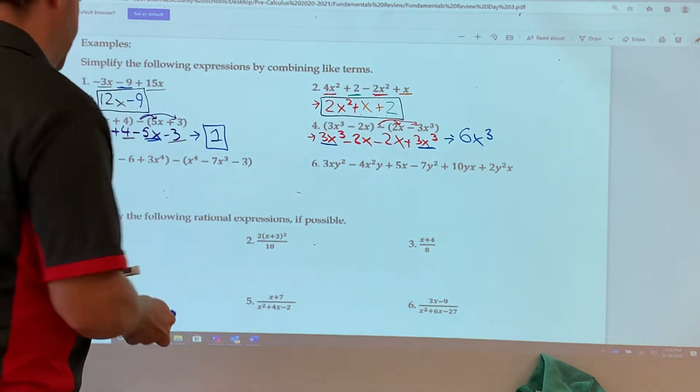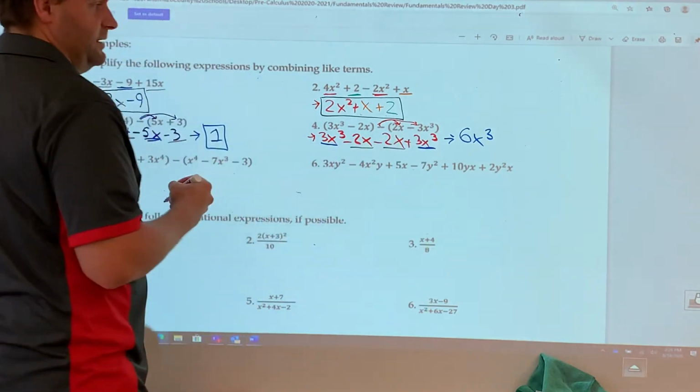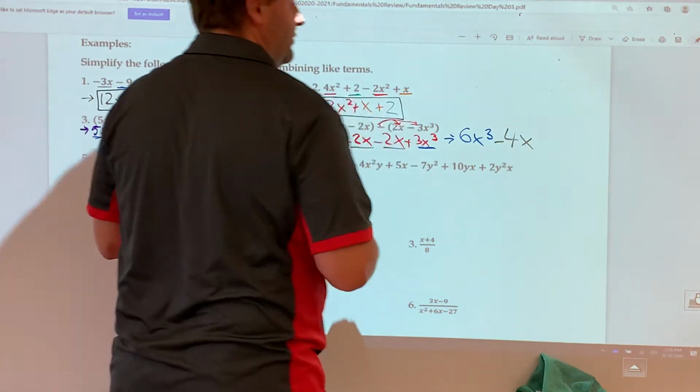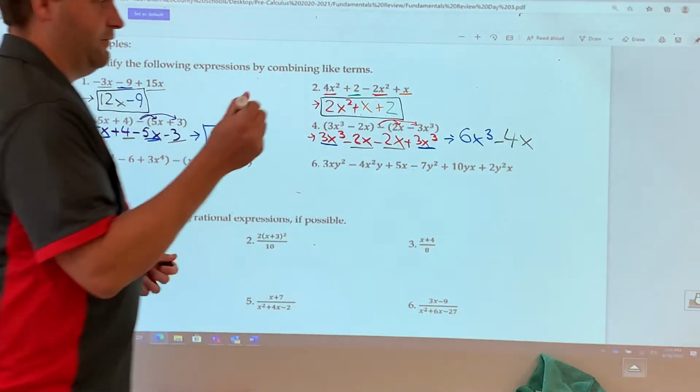And then we've got a couple other like terms right here. We've got the negative 2x and the negative 2x, and that's going to leave you with a negative 4x. And there you go, that's your answer. So 6x to the third minus 4x.